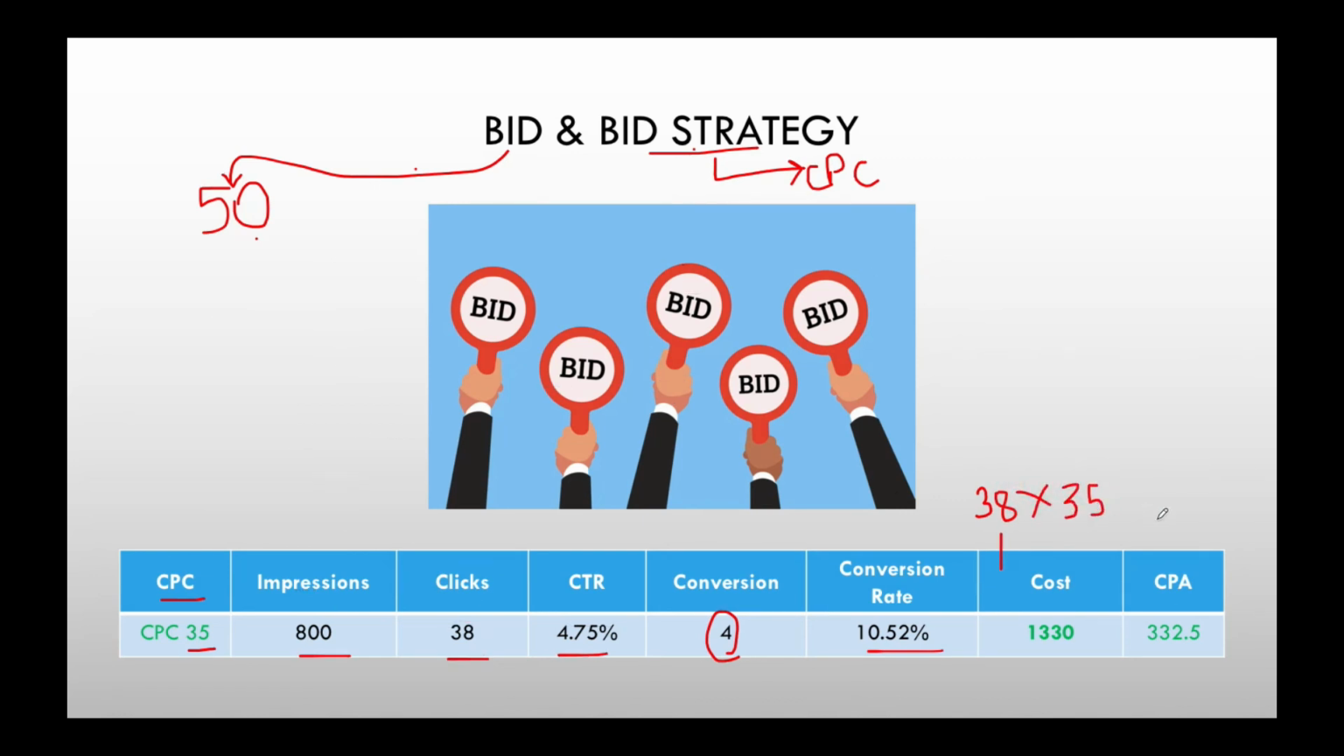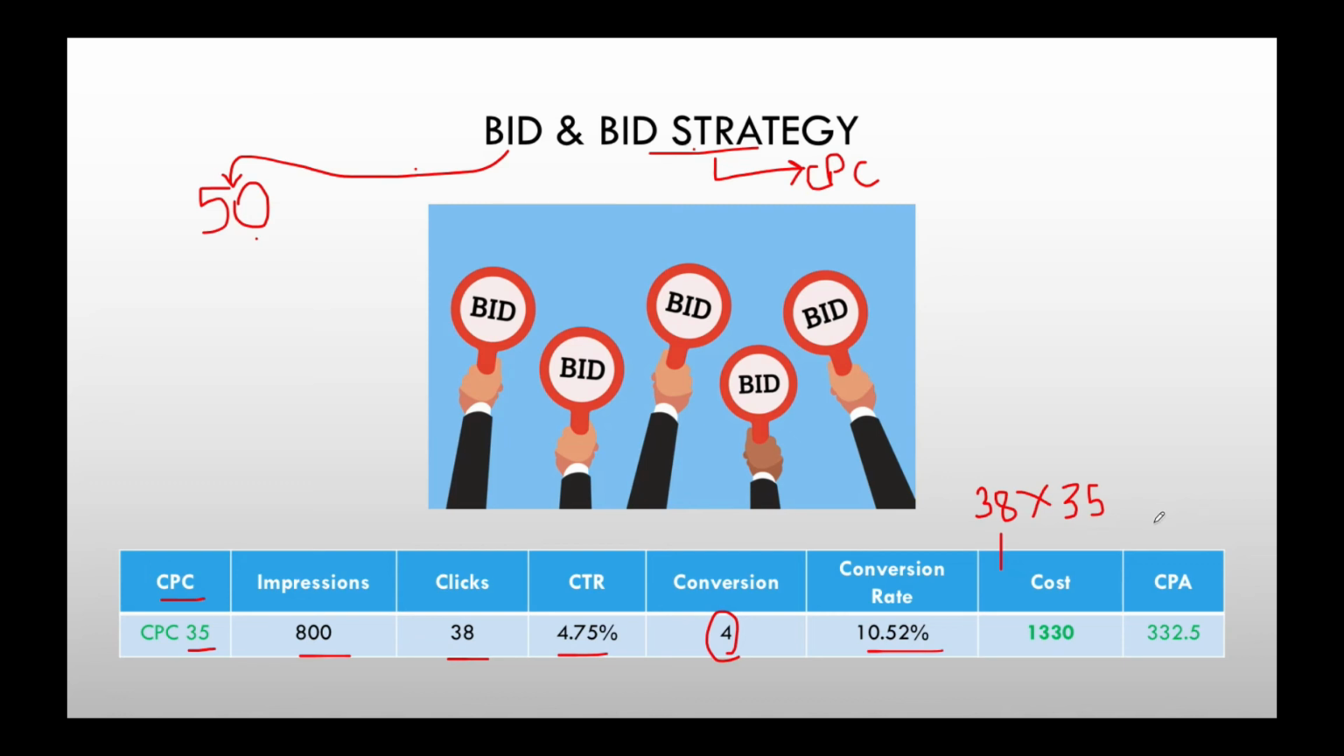So one click, cost per click 35. One click costs 35 rupees. How much would 38 clicks cost? So 38 multiplied by 35 will give you the overall cost, which is 1330. Okay, so now we know the cost. Now we know the number of conversions as well. Can we calculate CPA? Yes, we can.